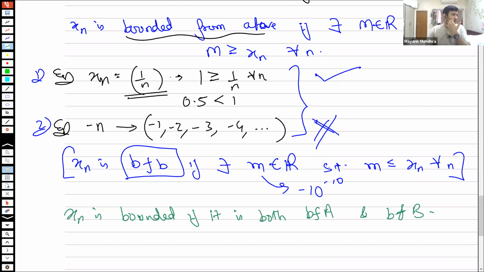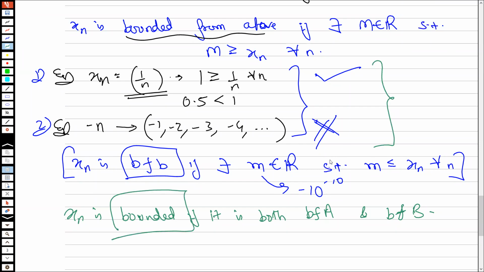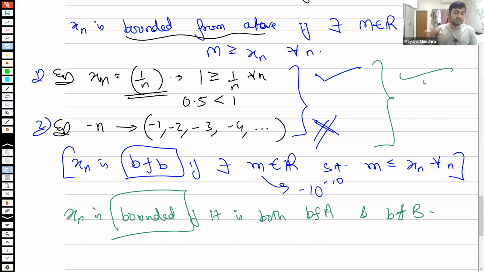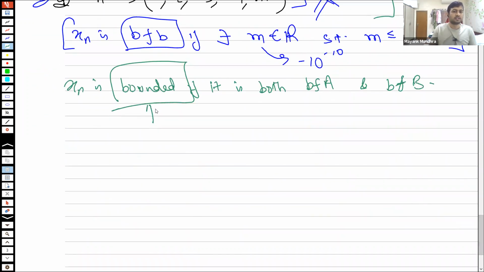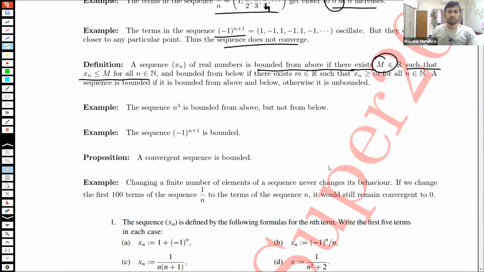Okay, so next question would be, Ananya, which of these sequences is bounded? So first one, the limit is 1 and 0. Yeah, very good. So one is bounded because it is going neither to positive nor negative infinity, but this is not bounded because it is going to negative infinity. So it has a bound above, but below it has no bound. So a bounded sequence is one which has both an upper and a lower bound. Okay, so that is important.